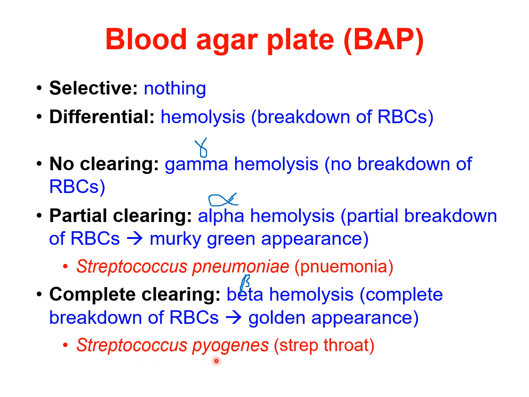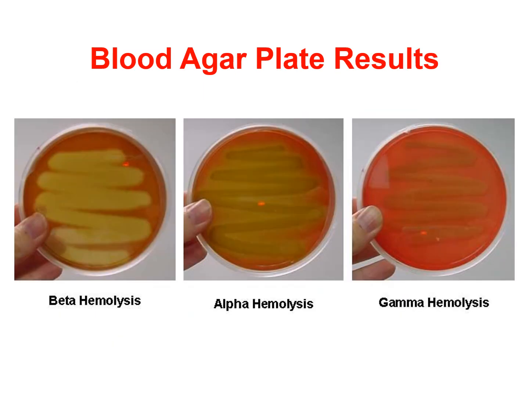Now, Streptococcus pyogenes, which is another pathogenic streptococcus, the one that causes strep throat, is beta hemolytic. Okay. So see how the blood agar plate can help you differentiate. That's why it's called a differential plate. So let's take a look at the results together.